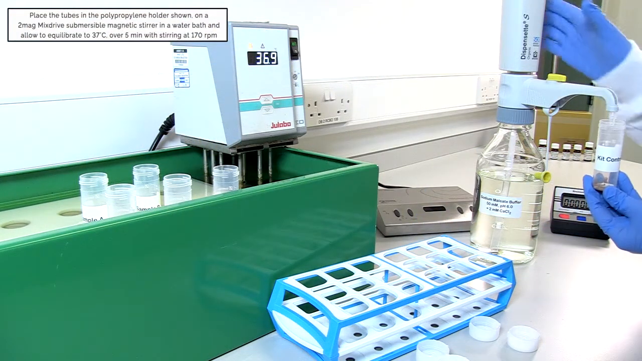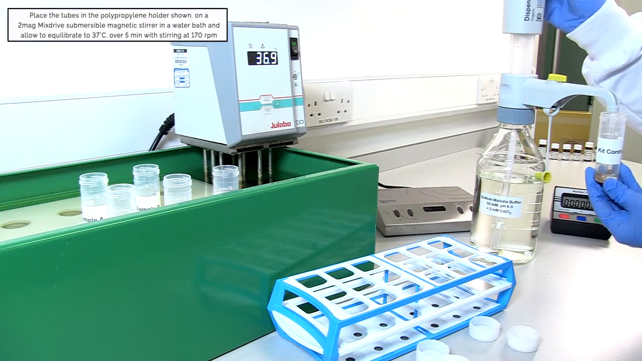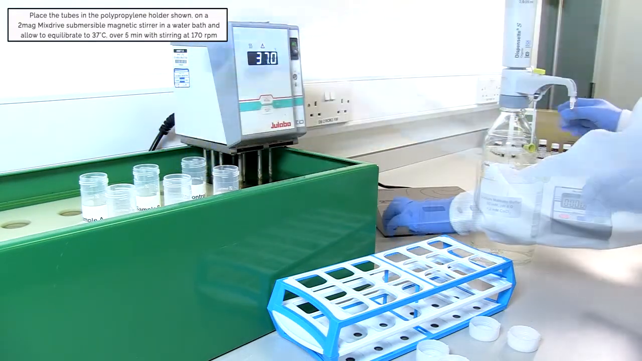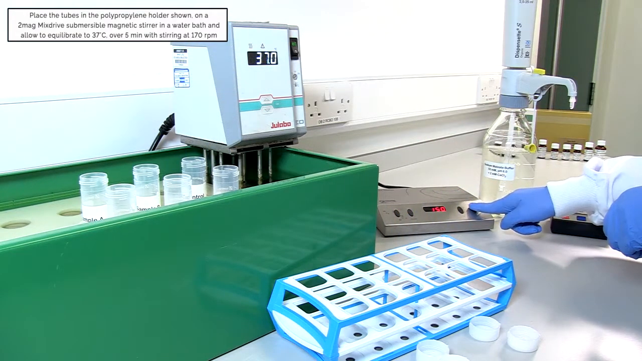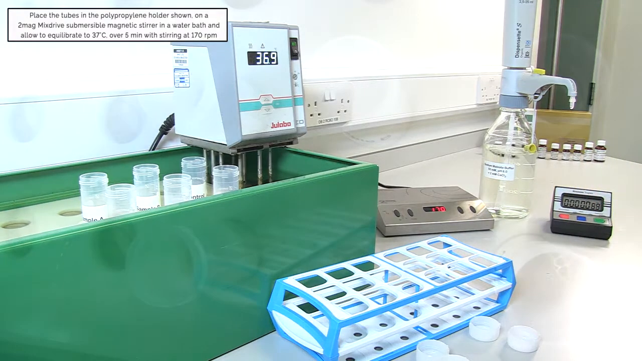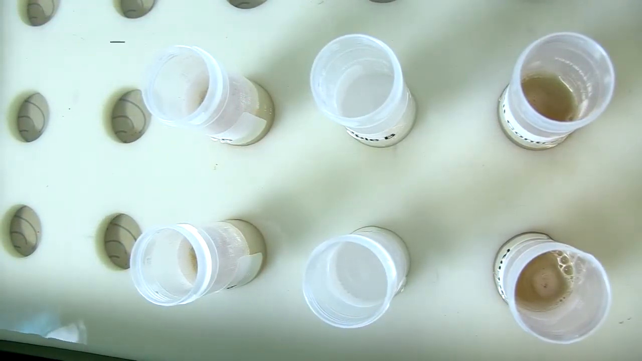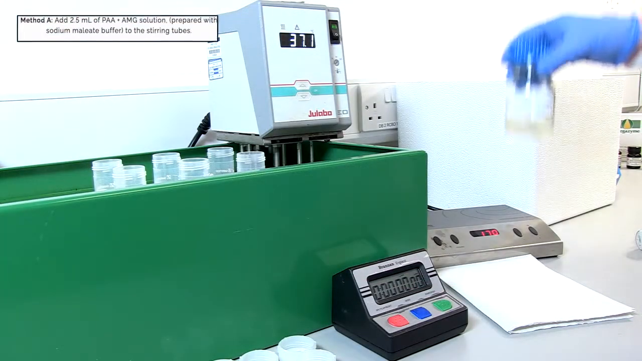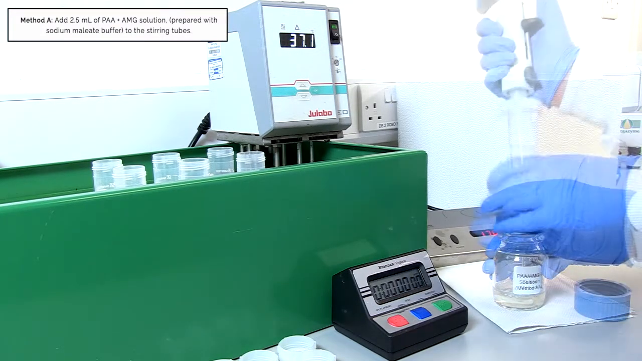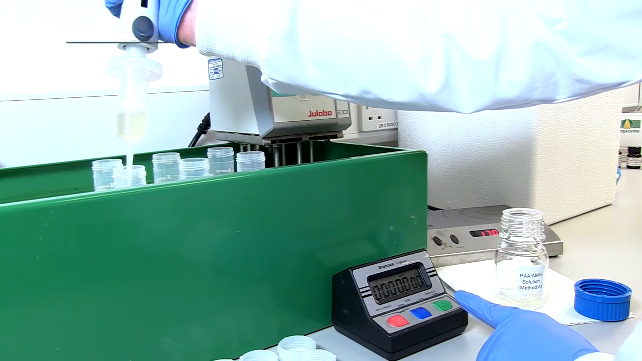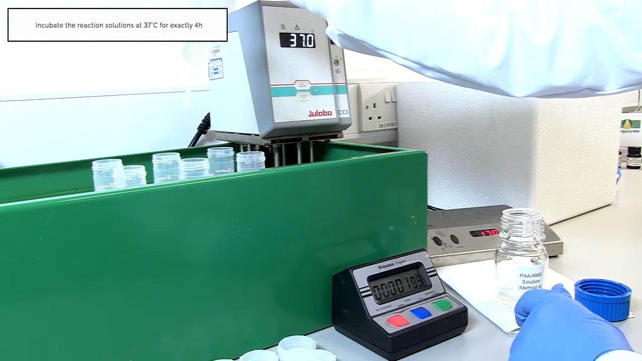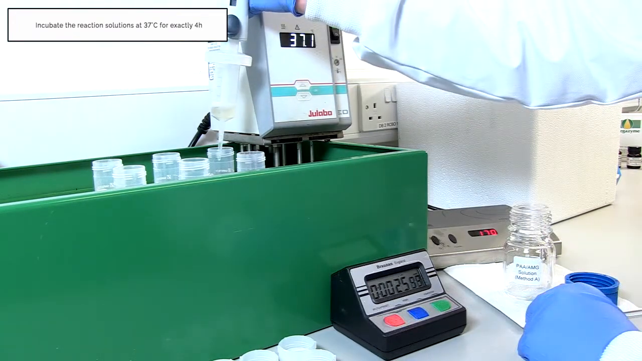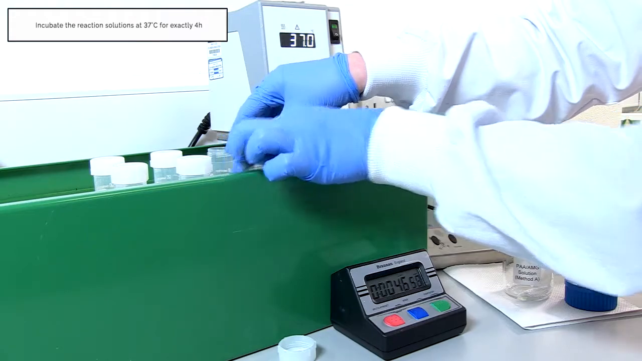Place the tubes in the polypropylene holder shown on a 2 mag mixdrive submersible magnetic stirrer in a water bath and allow the contents to equilibrate to 37 degrees Celsius over 5 minutes with stirring at 170 RPM. Add 2.5 ml of pancreatic alpha amylase and amyloglucosidase solution to the tubes and incubate the reaction solutions at 37 degrees Celsius with stirring at 170 RPM on the 2 mag mixdrive submersible magnetic stirrer.